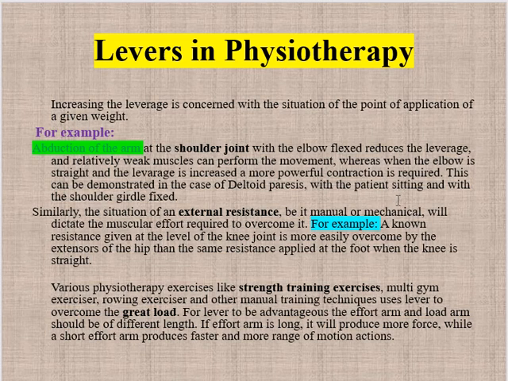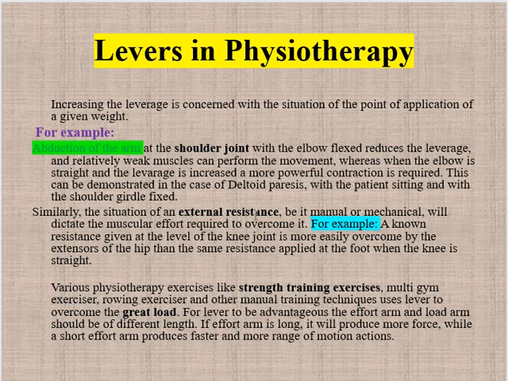Because when you apply resistance near wrist level, then obviously the leverage arm is increased and more effort is required, and more powerful muscle working is required basically. But if the muscles are weak, for example in the case of deltoid weakness, with the patient sitting and with the shoulder girdle fixed, then if we flex the elbow, it reduces the leverage, and the patient can easily perform the movement.